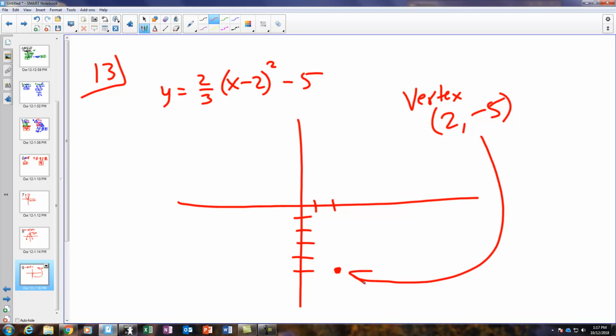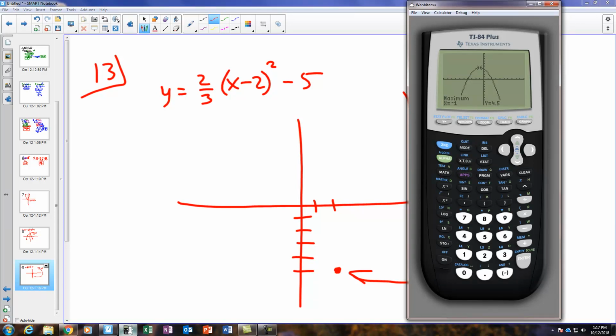Now I probably still use my calculator to go through and do it, but if I didn't want to, I don't have to. I have 2/3 parentheses x minus 2 close parentheses squared minus 5. And I'm going to go ahead and graph that. And there it is, that bottom, right where I said it would be, 2, -5, looks about right.